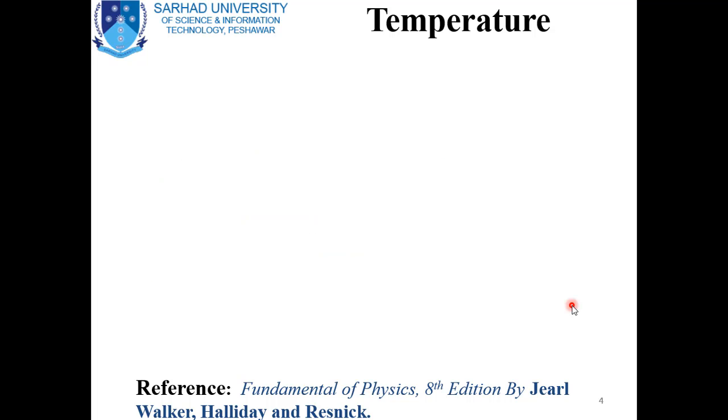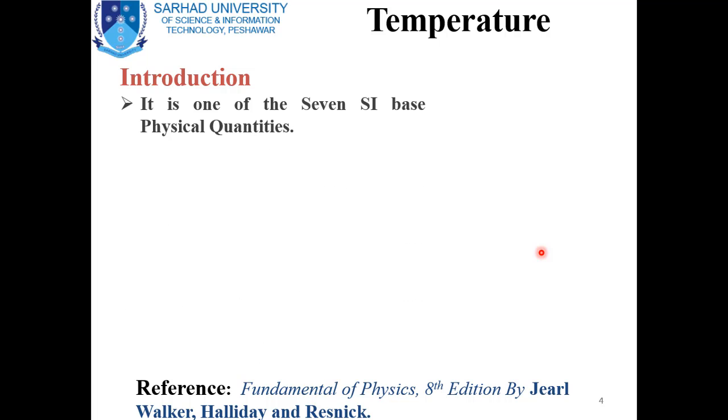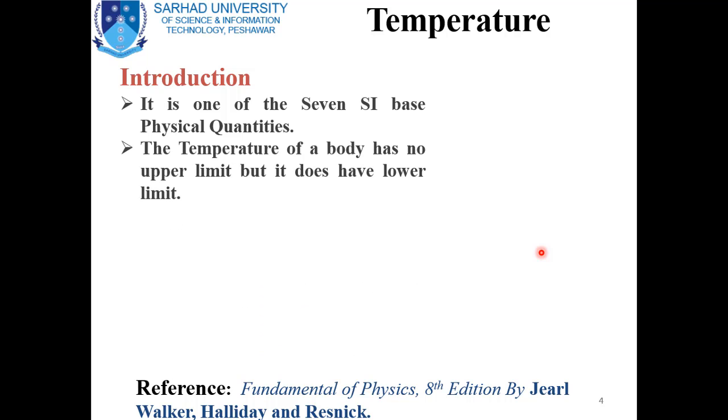So let's start our first topic of the lecture, which is temperature, and we will introduce temperature in this slide. Temperature is one of the 7 SI base quantities. Physicists measure temperature on the Kelvin scale, which is marked in units called kelvins. Although the temperature of a body apparently has no upper limit, it does have a lower limit. This limiting low temperature is taken as 0 of the Kelvin temperature scale.